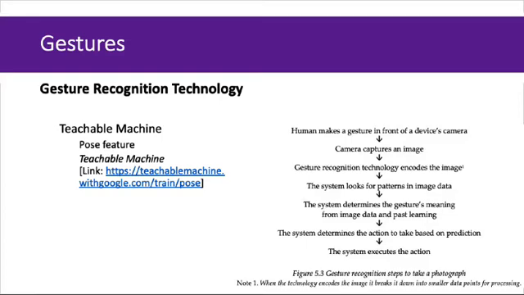Figure 5.3 provides a simple outline of how gesture recognition works. Imagine a person waving at a device's camera to have it take a photograph. So first the human makes a gesture in front of a device's camera. The camera captures an image. Gesture recognition technology encodes that image. The system looks for patterns in the image data. The system then determines the gesture's meaning from image data and past learning. Then the system determines the action to take based on prediction. And then it would execute the action.